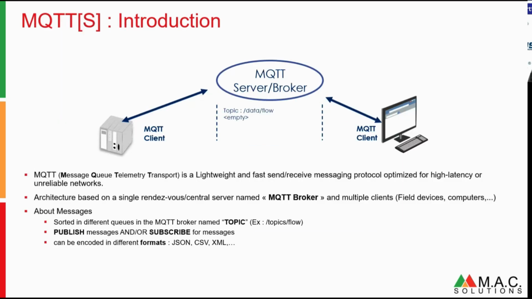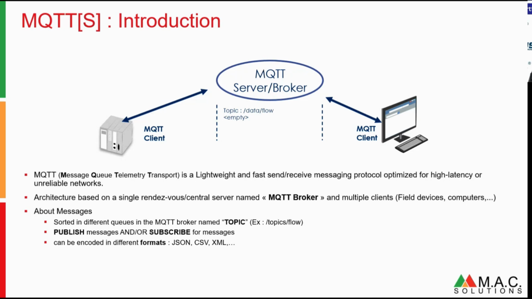Another method that Ewon Flexy can push data to the IoT platforms is using MQTT. MQTT is a lightweight publish-subscribe messaging protocol designed for low bandwidth, high latency networks. This makes it perfect for IoT devices where efficiency is key.